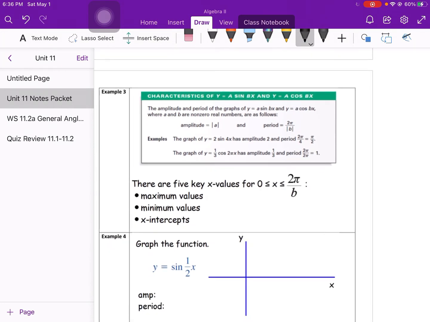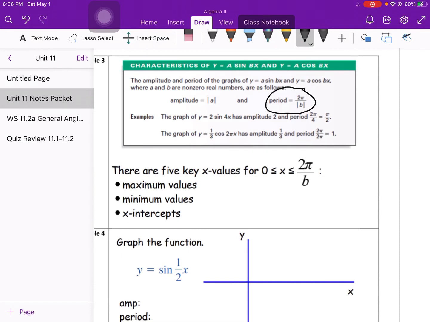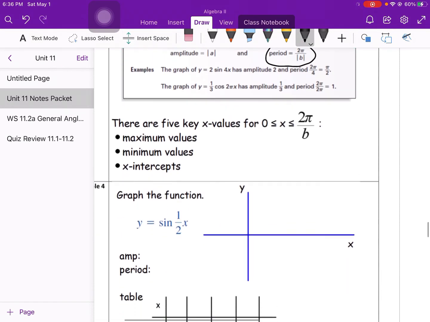All right, now, again, just in general, the amplitude is the absolute value of a, and the period, this part is important, is 2 pi divided by the absolute value of b. So whatever the b value is, the value next to x, that's going to determine the period. Sometimes it makes it larger, sometimes it makes it smaller. But either way, we're going to divide this up into equal parts. So let's go ahead and try this next one here.